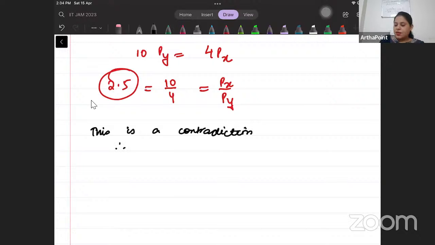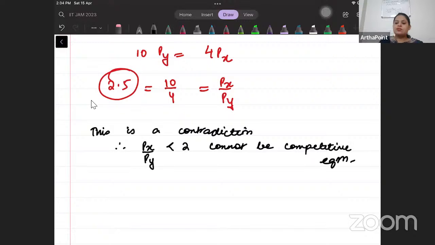Therefore, px by py less than 2 cannot be competitive equilibrium. Now let's do the other case. So case 2.